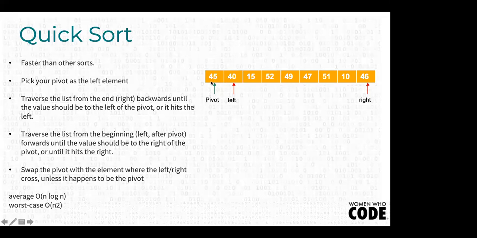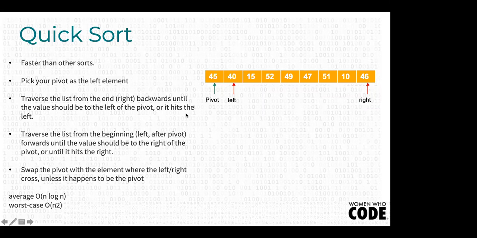You pick a pivot element, and here it's 45. I pick the pivot as 45 and traverse the list from the end, that is from the right, until you reach a value that is less than the pivot, or that has to be to the left of the pivot. So in quick sort, you have a pivot element and compare the values, and arrange the elements so that all the elements lesser than the pivot come before it, and all the elements greater come after it.